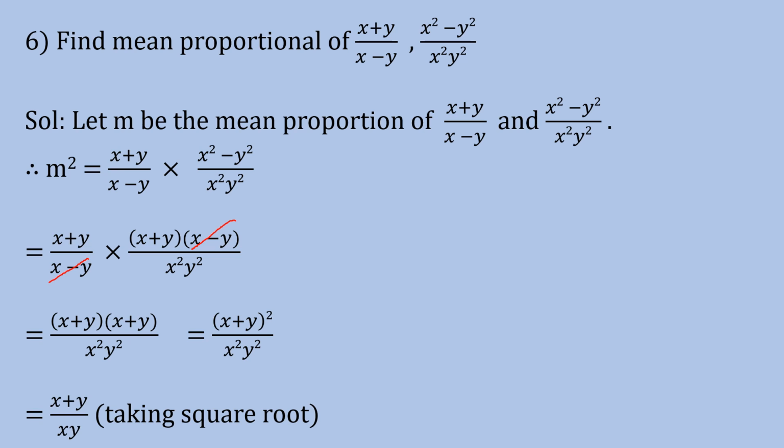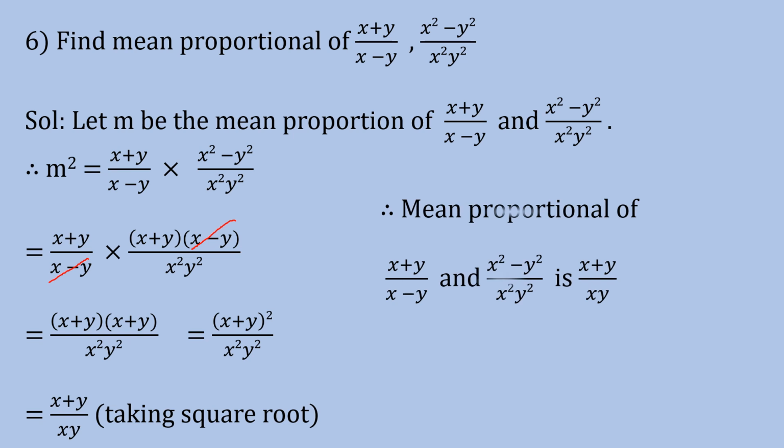So this is the mean proportion of x plus y upon x minus y and x square minus y square upon x square y square. So you got the mean proportion is x plus y upon xy, x into y. So the final answer you'll write down, students, that is the mean proportion of x plus y upon x minus y and x square minus y square upon x square into y square is x plus y upon x into y.